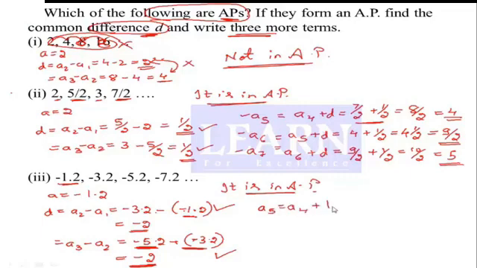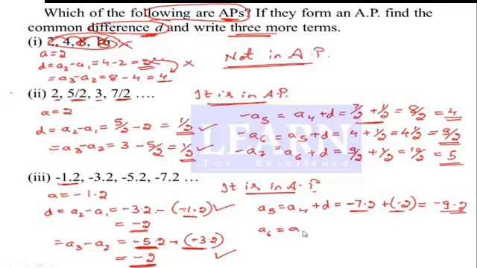A5 is A4 plus D. What is the value of A4? Minus 7.2 plus D is minus 2. Minus 7.2 and minus 2 both has same sign. So we need to add and put the same sign. That is nothing but minus 9.2. Minus 7.2 minus 2, that is nothing but minus 9.2. Next we'll check for the next one.